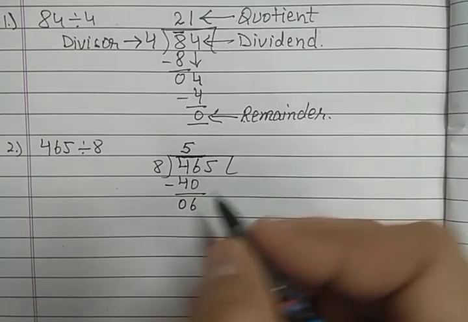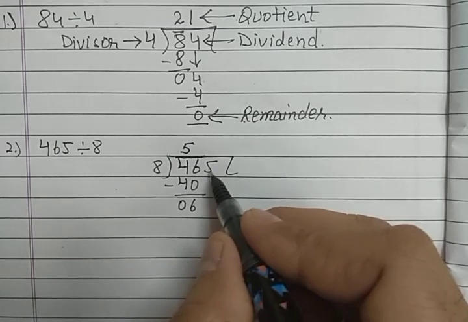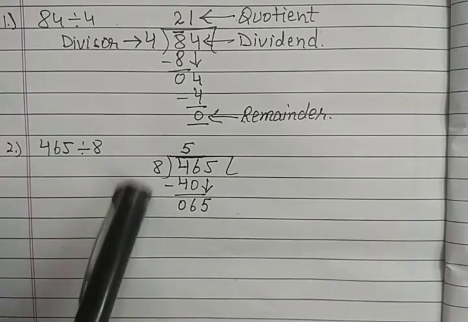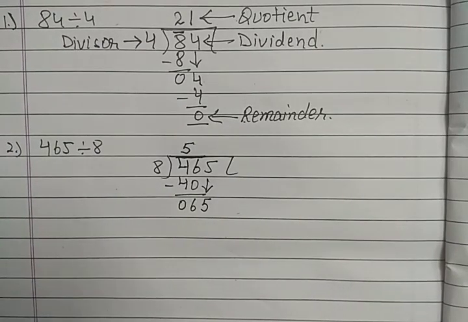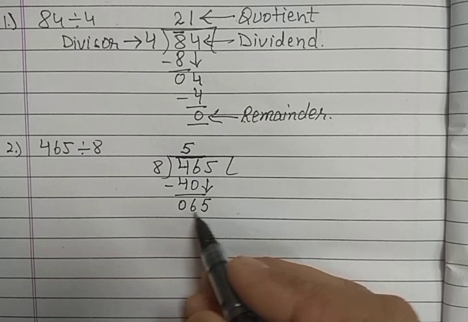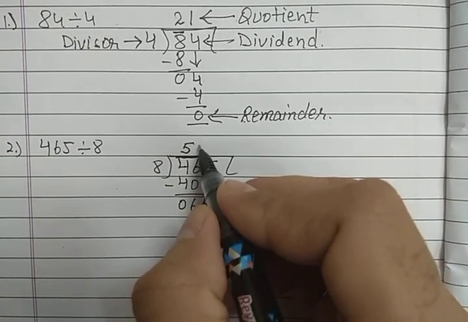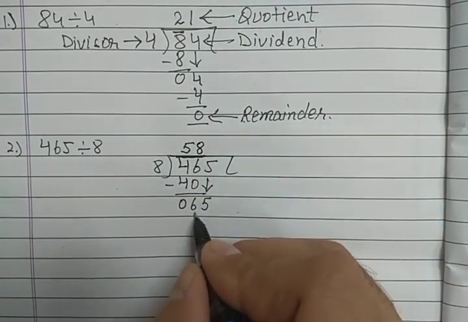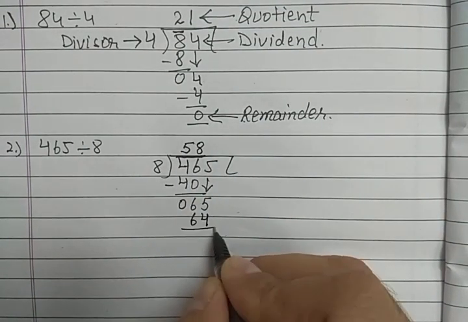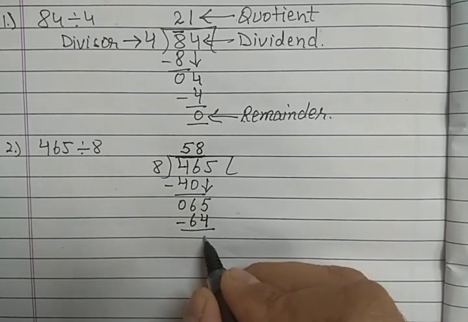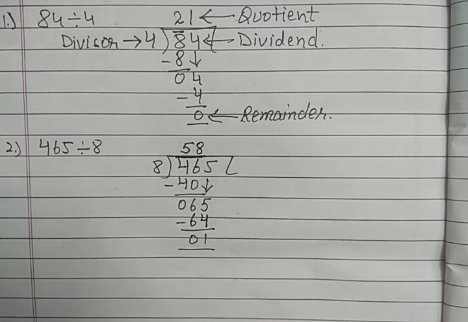Here 6 is left. Now there is one more digit left. It will come down, making 65. Now again recite the table of 8 till 65. You know 8 8s are 64 and 8 9s are 72. 72 is greater, so we do not take the greater number. 8 8s are 64. So what is left over here is 1.